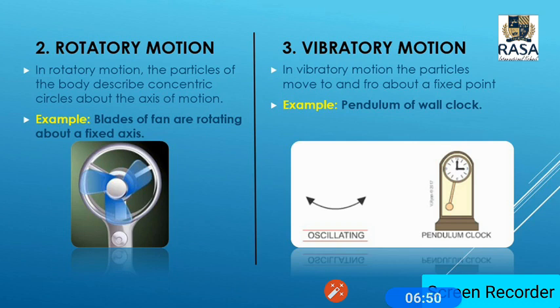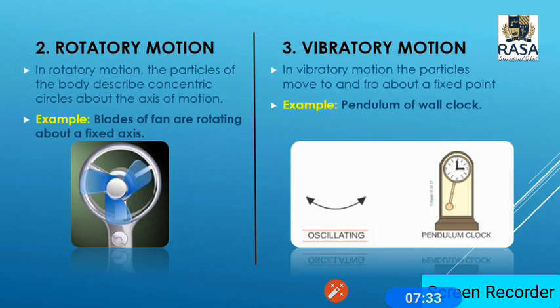The third motion is vibratory motion. Vibratory motion is the motion where the particles move to and fro about a fixed point. Most of you might like music and you might play guitar. There are strings. If we flick them, then they start vibrating. And the string is also made up of particles. So these particles are vibrating along with the vibration of the string. So we can say that the particles are under vibratory motion.